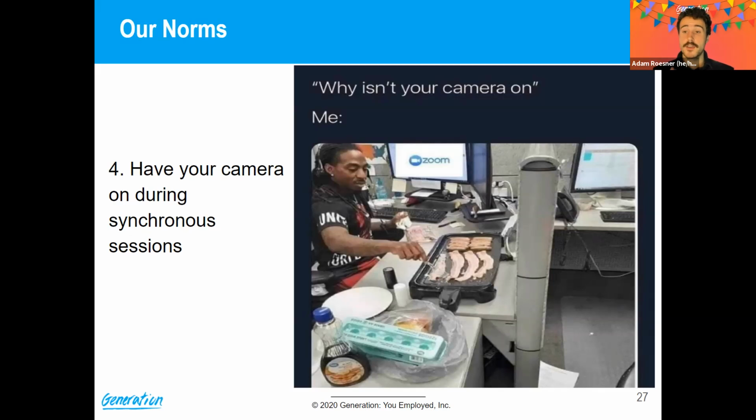Okay, so cameras on, faces on camera, not doing something else during class time. We will be looking at your cameras to see what you're up to and make sure that you're paying attention and being attentive. If you have to turn your camera off for a moment, that's perfectly fine. Just make sure that the vast majority of the time you're in class, you have your camera on and your face present.